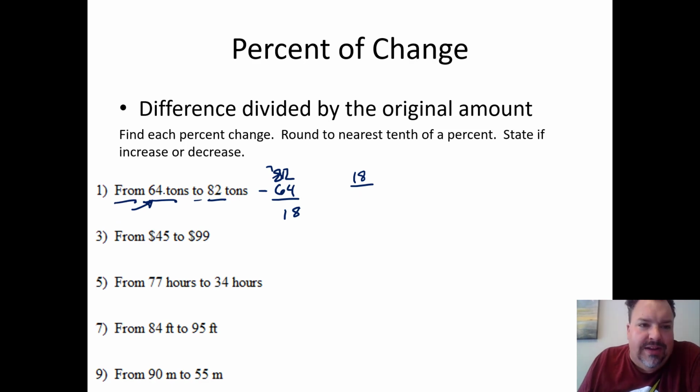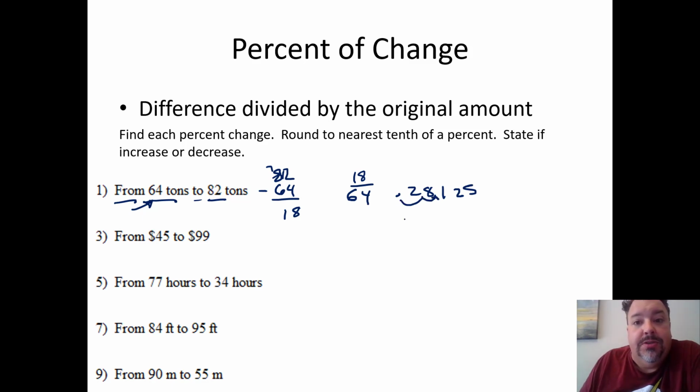So don't have to read too much into it. The first number is going to be the starting number. So 18 divided by 64. 18 divided by 64 comes out to 0.28. So let me write that again, 0.28125. And again, we want to turn this into a percent.